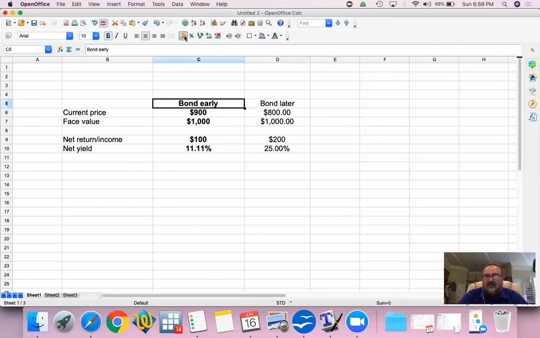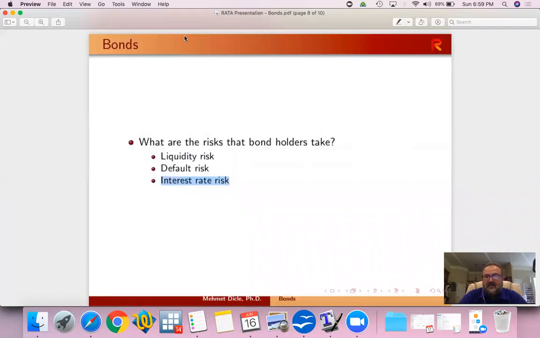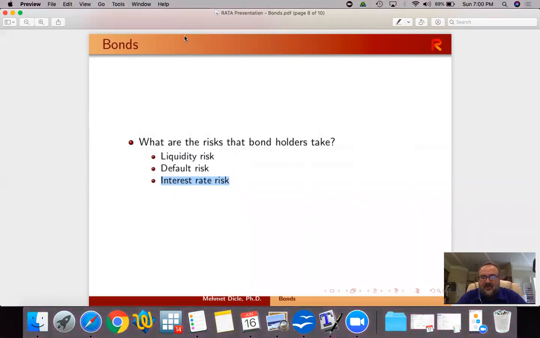If you hold your bond until maturity, you have only default risk, which is a real risk. Liquidity risk and interest rate risk apply only as an opportunity cost. However, if you bought a bond with the purpose of selling it after some time, but definitely before its maturity, then you are exposed to liquidity risk and interest rate risk. So these are the primary risks that bondholders take when investing in a bond.